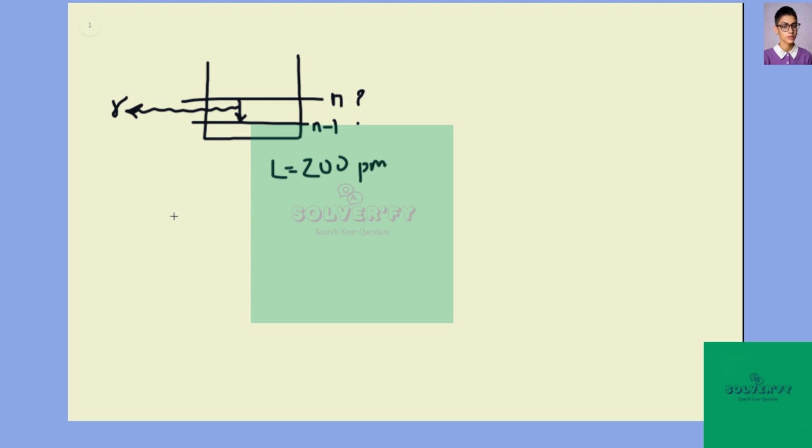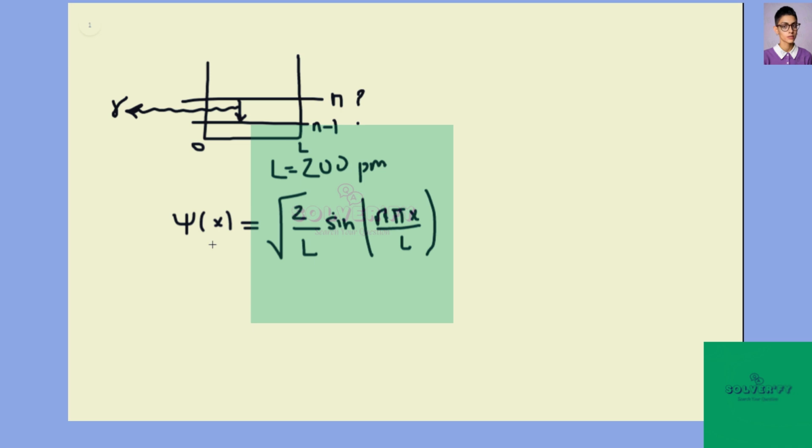Now let's write down the wave function of an electron in an infinite potential well. The wave function is given as psi of x, where x is the one dimension between 0 and L, equal to root of 2 over L times sine of n pi x over L. This is n, so this corresponds to the wave function of an electron in the nth state. If it is n minus 1, you will have n minus 1 here.